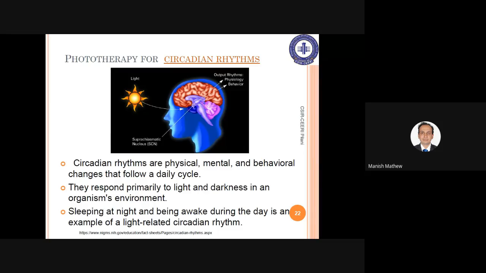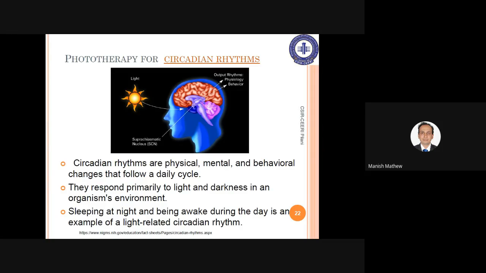Other than that, phototherapy can also be used for the treatment of circadian rhythm disorders. Now, what is circadian rhythm? Circadian rhythm is our physical, mental, and behavioral changes that follow a daily cycle. Sometimes it's a change in your mood or something that happens. They respond primarily to light and darkness in organisms. So it usually happens in all organisms. It's not only humans, but all organisms.